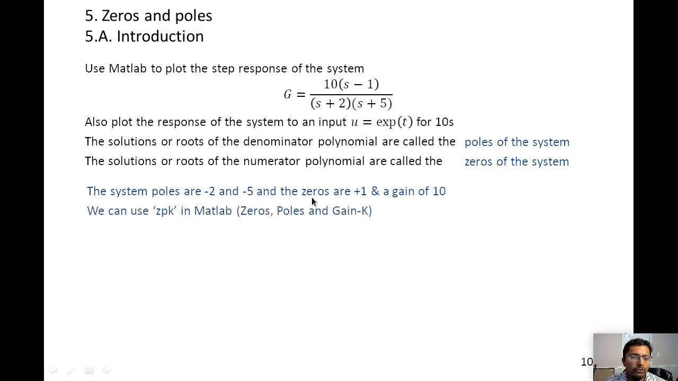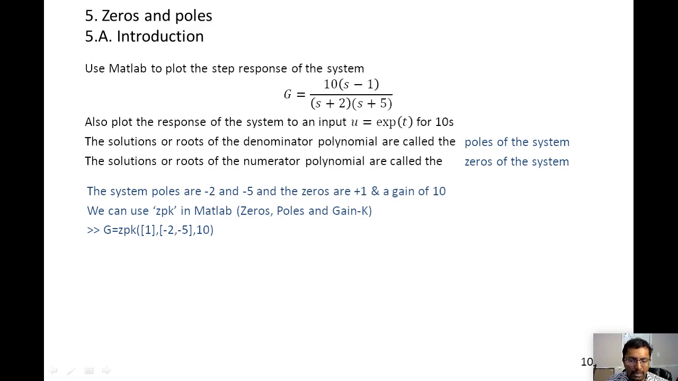So what we do is we use in MATLAB a function called ZPK, which is short for zeros, poles, and K is for gain. And then we'll do it in this format over here. So here we have G, again for the system, is ZPK of 1, which is the zero, minus 2, comma, minus 5, which are the poles, and then 10 is the gain. So let's do that in MATLAB.